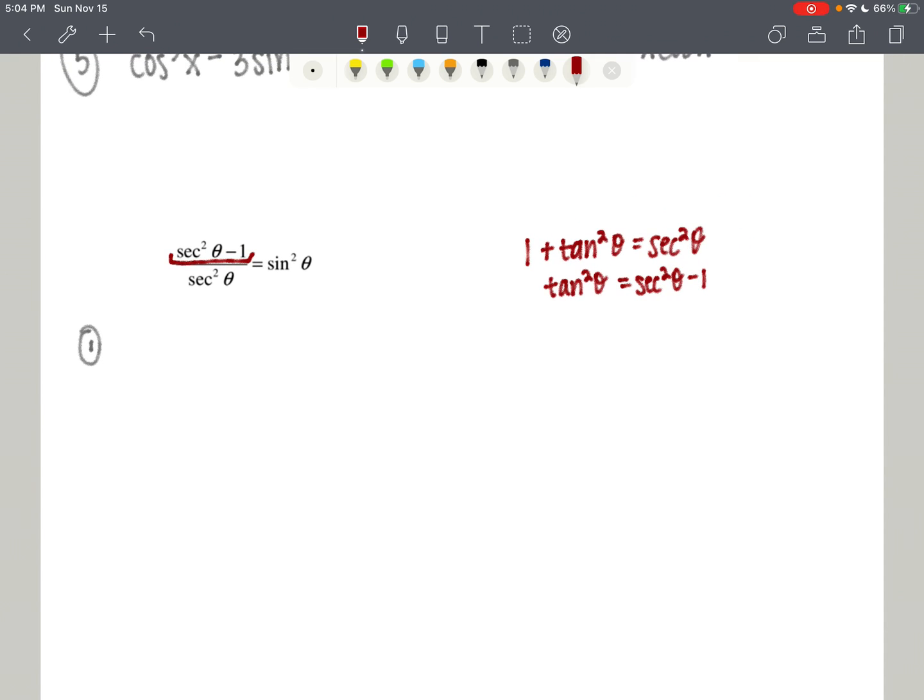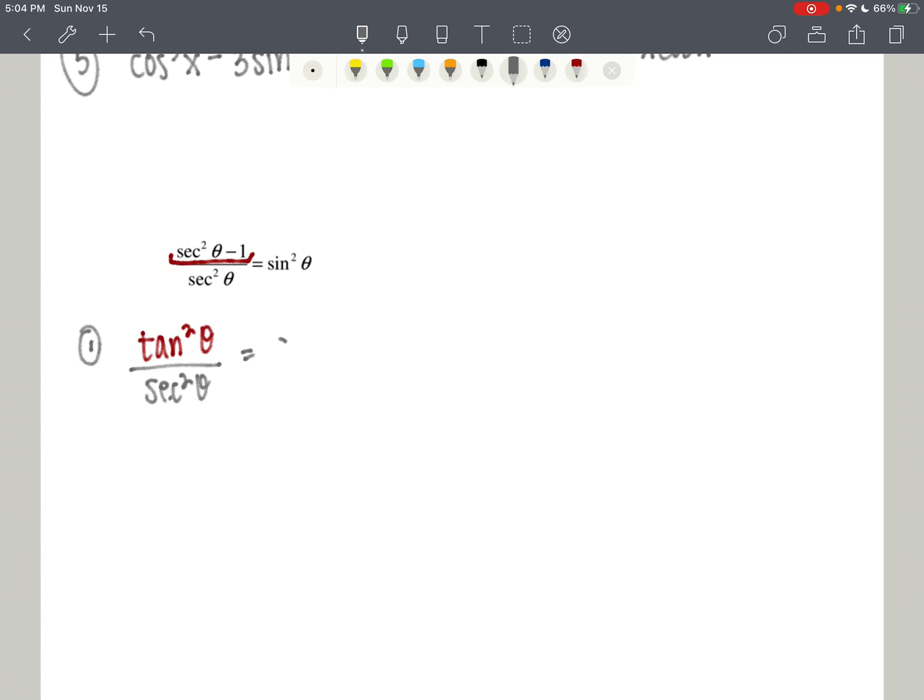So I'm going to replace secant squared of theta minus 1 with tangent squared of theta. I'm going to erase that because I'm going to need that right hand side in a little bit. Divided by secant squared of theta, and that's equal to sine squared of theta. Step 2, I'm going to separate out this fraction to make it multiplication. Tangent squared of theta times 1 over secant squared of theta. And again, that equals sine squared of theta.